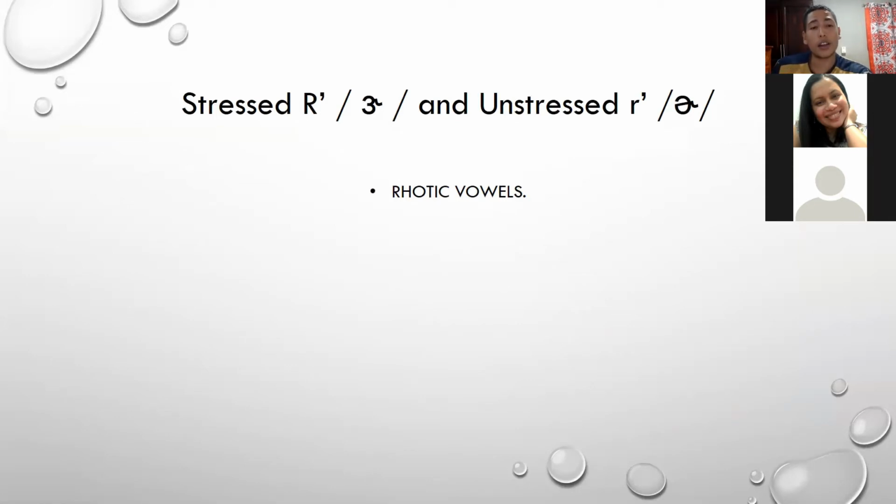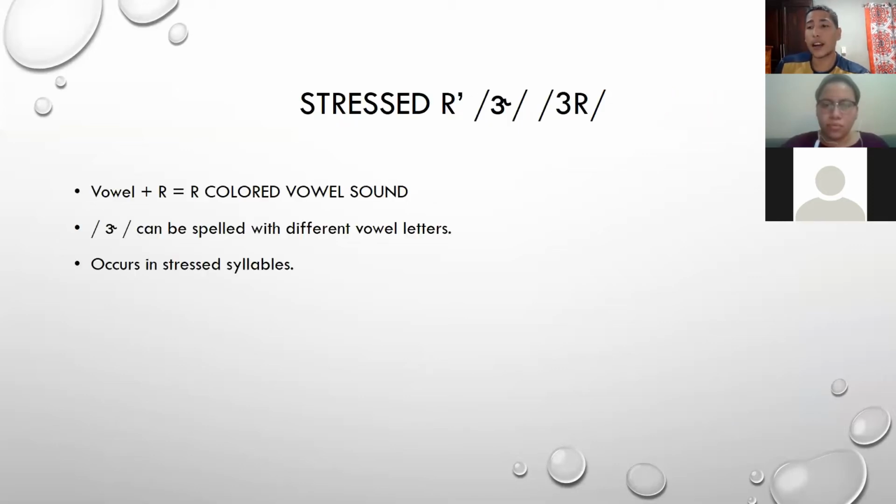So we have two types of R. We have more, even though, but I think to start, these are perfect. You must first spot a difference: we have a stressed R and we have an unstressed R. Let's start with the stressed R.